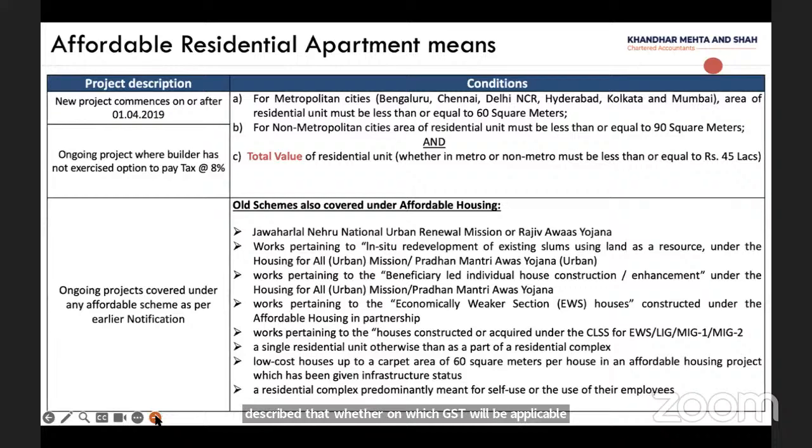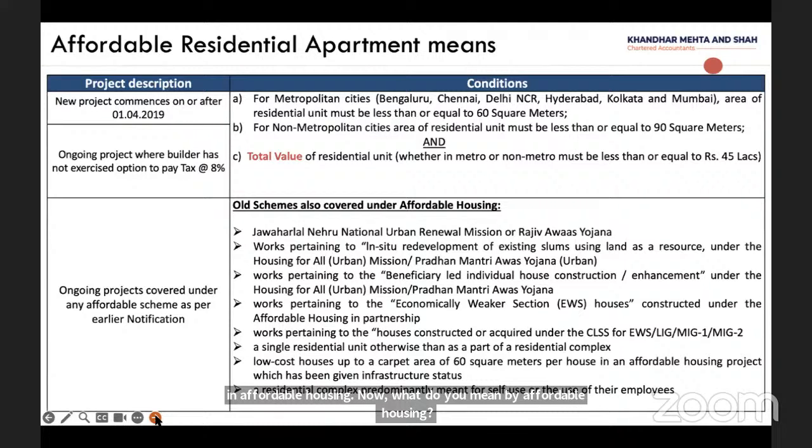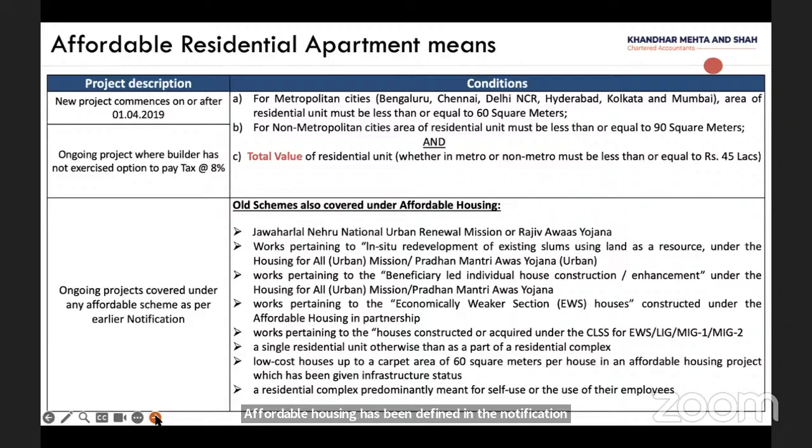Now, as we discussed, 1% rate is applicable in affordable housing. What do you mean by affordable housing? Affordable housing has been defined in notification 3/2019, which was made applicable from 1st of April 2019. There are two conditions that need to be fulfilled simultaneously.